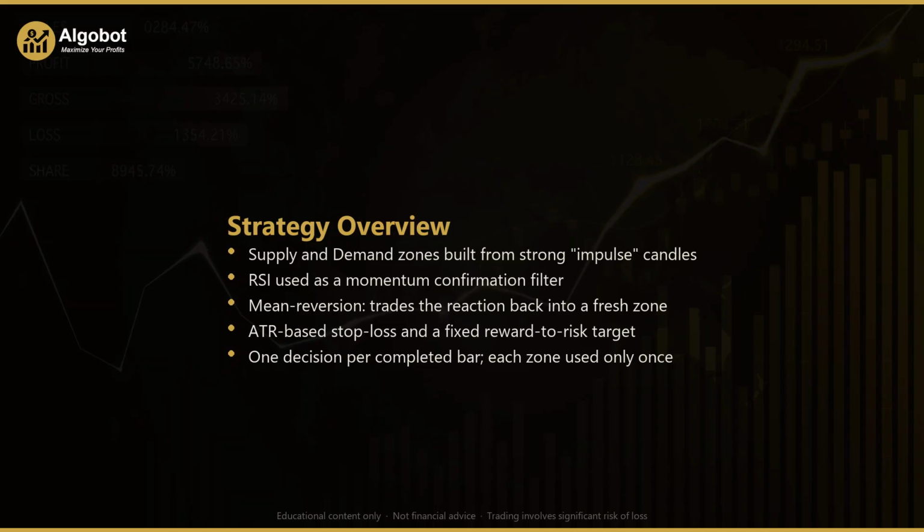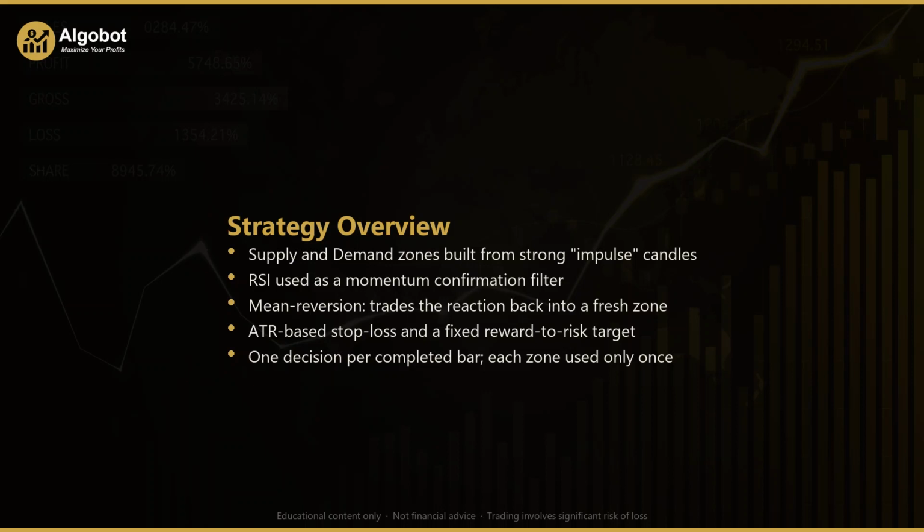The second ingredient is the RSI. RSI measures momentum on a scale from 0 to 100. The strategy uses it as a confirmation filter, not as a standalone trigger. It only considers a long when momentum is depressed, and only considers a short when momentum is elevated. This pairing of structure plus momentum is the heart of the approach.